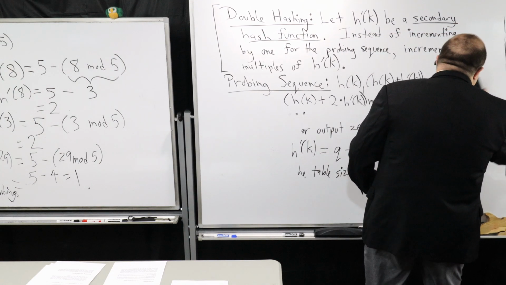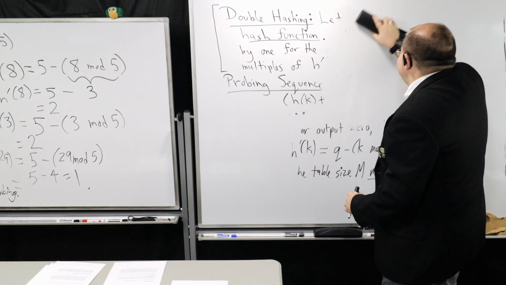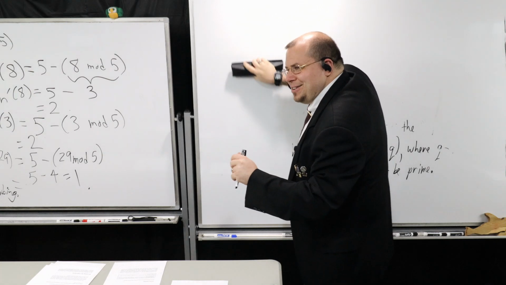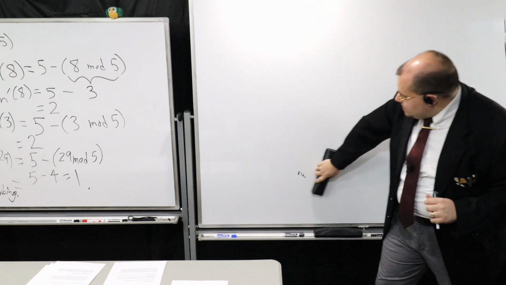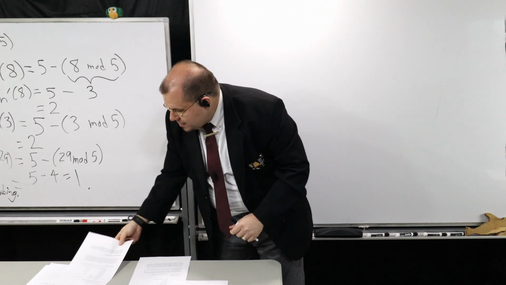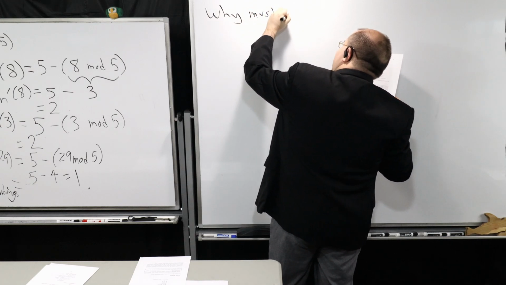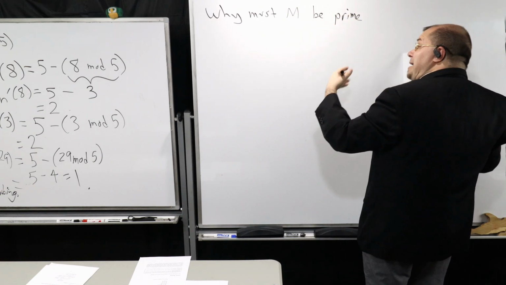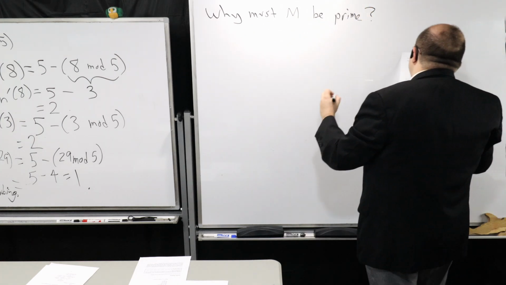So I want to show you an example of how this can go wrong if we don't have these two in place. So I thought we'd do another example before I tease too much. So, why must M be prime? I'm going to try to motivate this with an example. By no means is this a formal proof or anything. It's just an example. So let's do an example here.